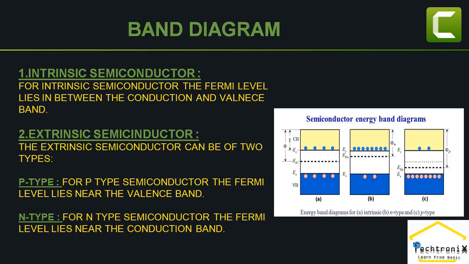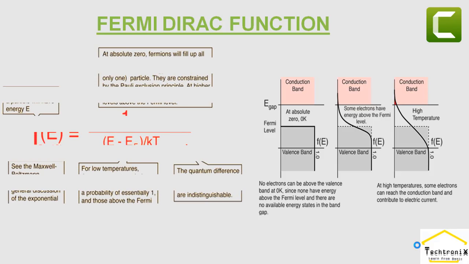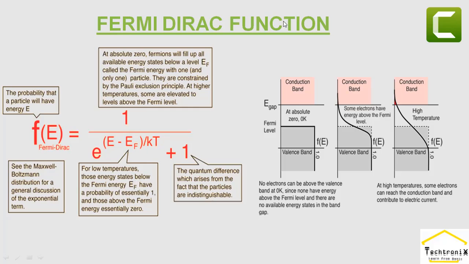The next topic is the Fermi-Dirac function. F(E) is the Fermi-Dirac function, the probability that a particle will have energy E. The formula for the Fermi-Dirac function is F(E) = 1 / (e^((E - EF)/kT) + 1). EF is the Fermi level, k is the Boltzmann constant, and T is the temperature. For low temperature, consider the energy states below the Fermi level EF.